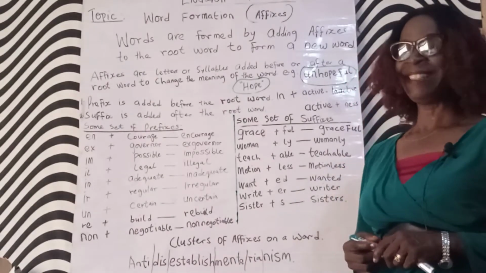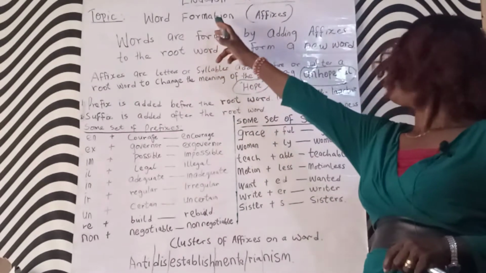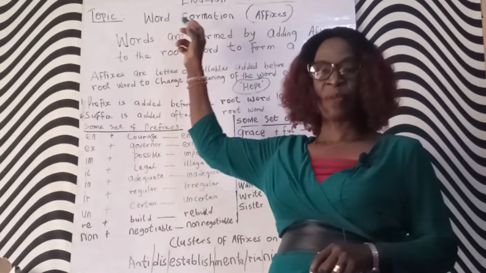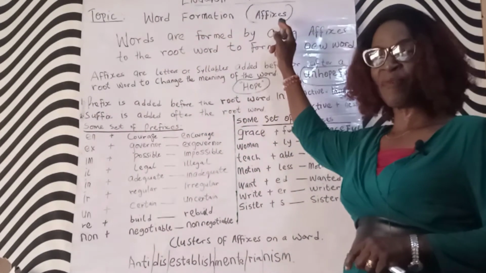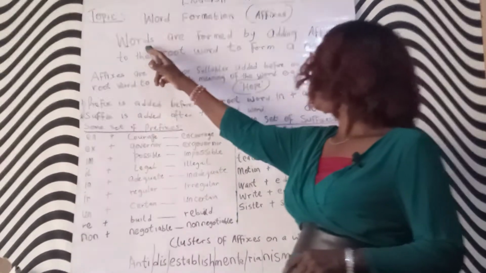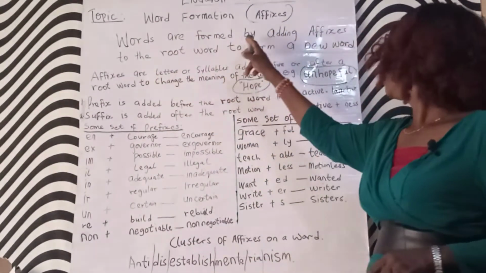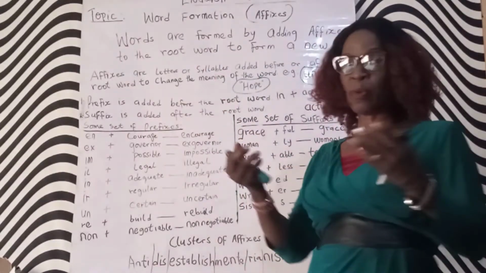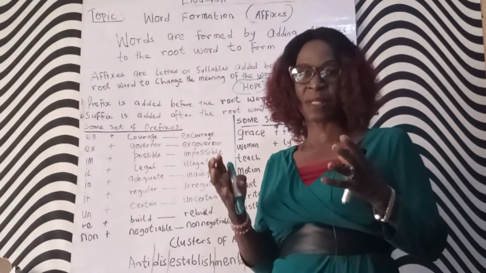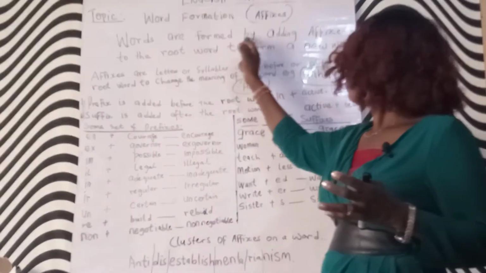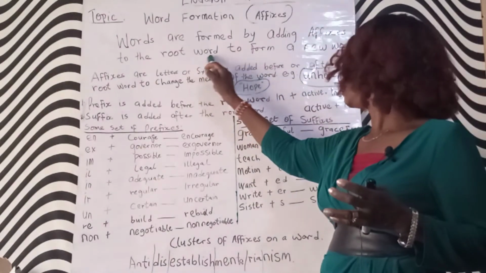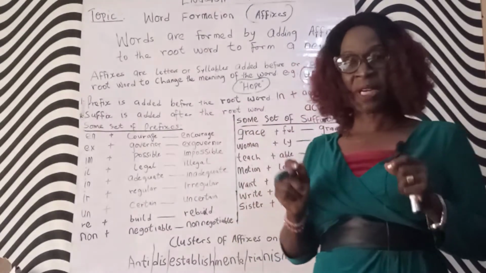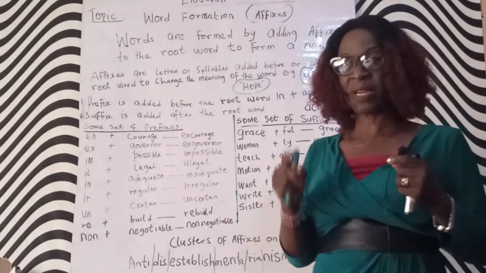Our topic today is word formation. Word formation, in bracket, we have affixes. You cannot talk about word formation without mentioning affixes. So let's go. Words are formed by adding affixes. So when you want to form a new word, you add affixes. Words are formed by adding affixes to the root word to form a new word.